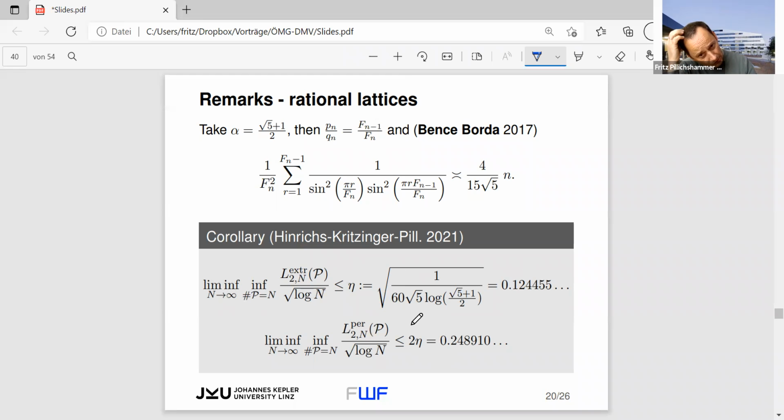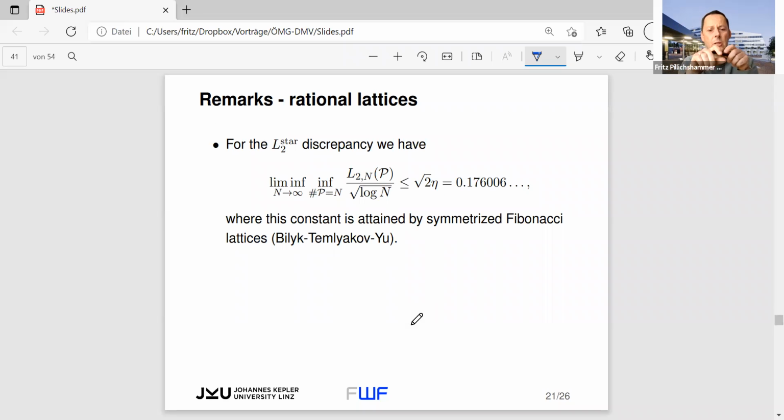A similar result is known for the L2 star discrepancy. That also comes from the paper of Pillichshammer and Yu, who showed for the similar expression for the L2 star discrepancy a similar bound, square root 2 times eta, and this is this number. And what's interesting, this is at the moment the smallest known value in dimension 2 for a point set for the L2 discrepancy.